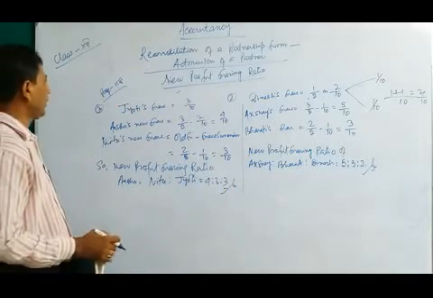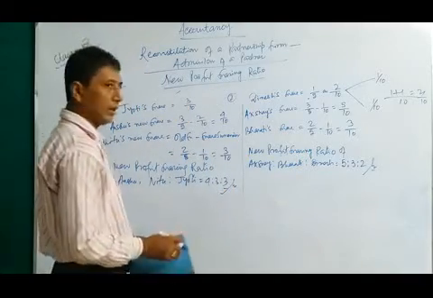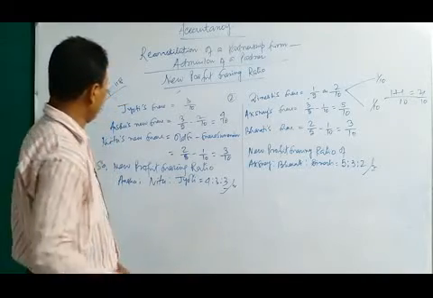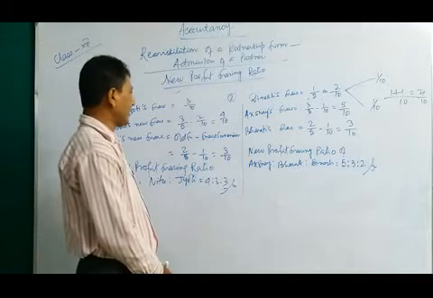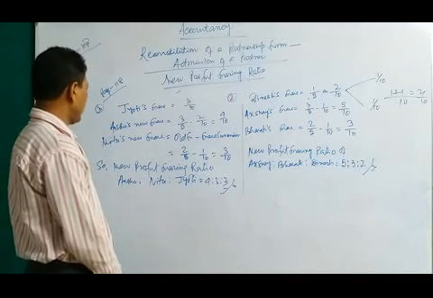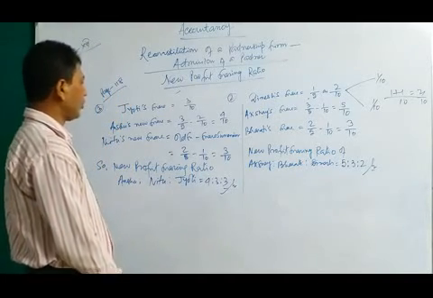Jyoti's share is 3/10. Anshu's new share is 3/5 minus 2/10, which is 4/10. Nitu's share is whole share minus share surrendered, 2/5 minus 1/10, which is 3/10. The new profit sharing ratio of Anshu, Nitu and Jyoti is 4 is to 3 is to 3.